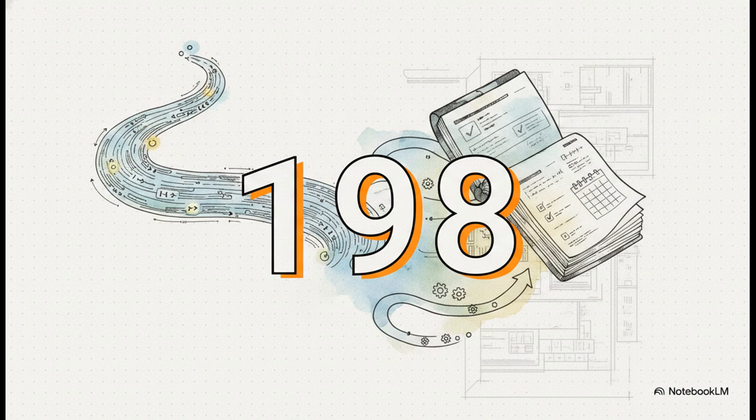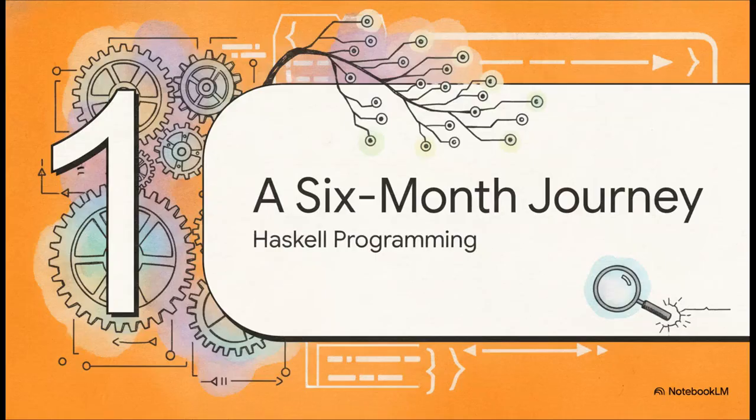Hitting entry 198 is an absolute epic milestone, and it instantly hooks us into this long-term journey of problem solving. It's a great reminder that elegant code doesn't just magically happen overnight, right? It's the result of showing up day after day and slowly refining your craft. All right, let's jump right into Section 1, a 6-month Haskell journey.